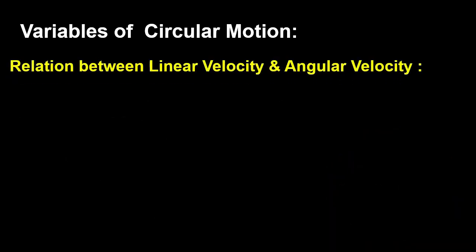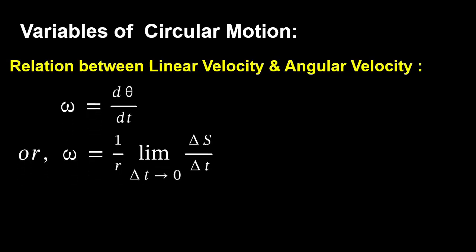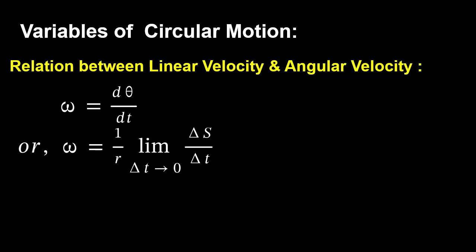Relation between linear velocity and angular velocity. We know omega equals d theta by dt, or omega equals 1 by r times limit delta t tends to 0 of delta s by delta t, because delta theta equals delta s by r. Therefore, omega equals v by r, where v is linear velocity and is equal to ds by dt.